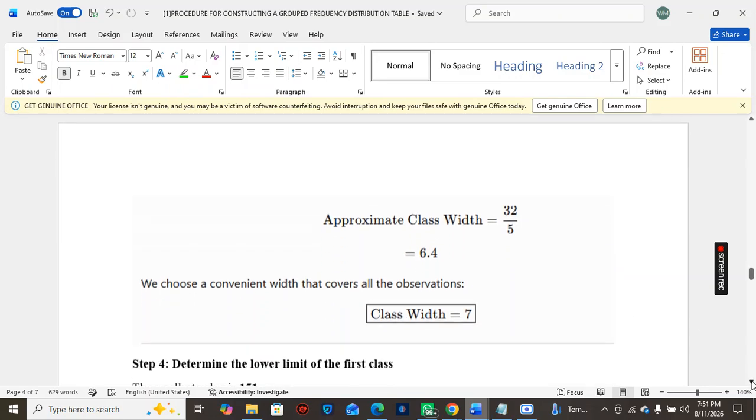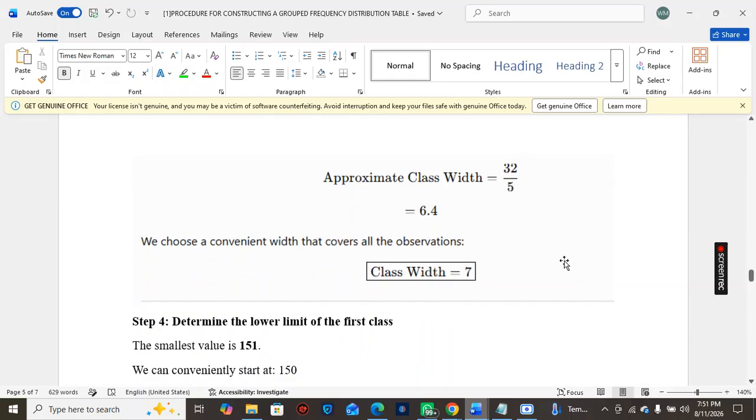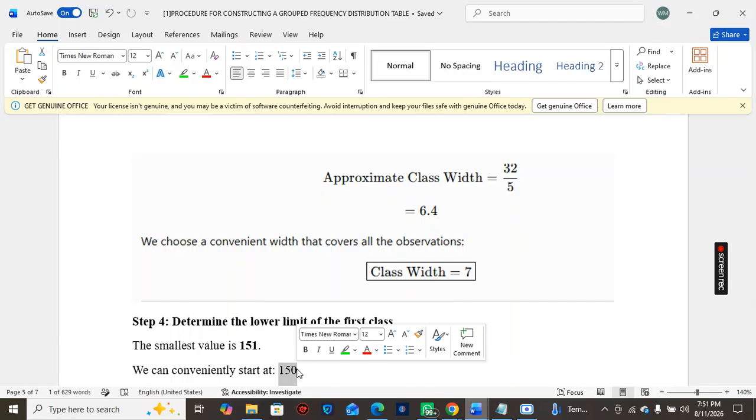So now we've got a class width of 7. We now need to say, okay, what is the lower limit of our first class? Our smallest value is 151, so for our lower limit, we can say 150. If you want, you can still use 151 as a lower limit, but to make life easy, just put it like this, 150. That is our lower limit.